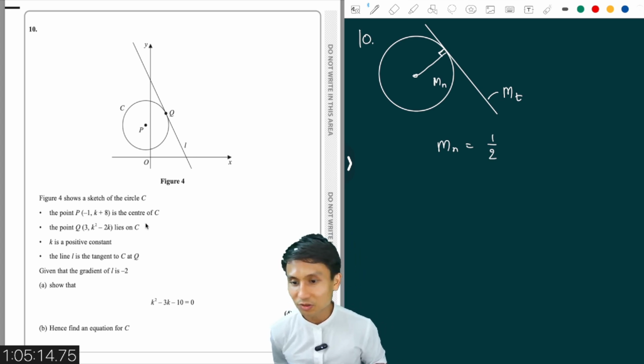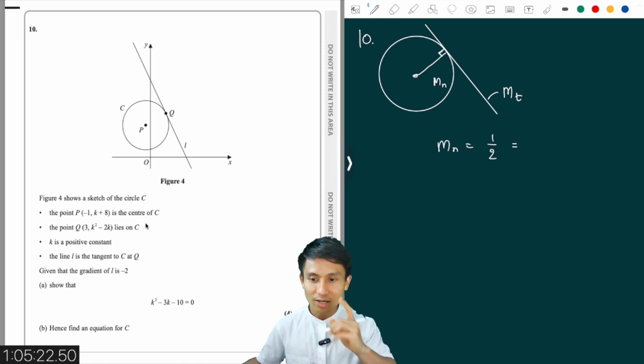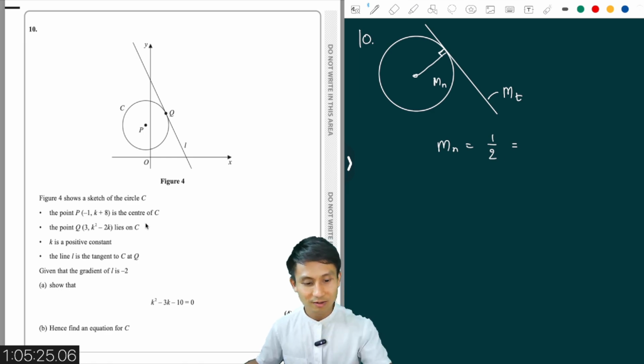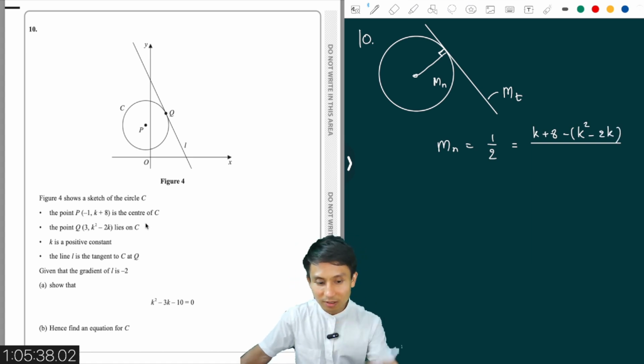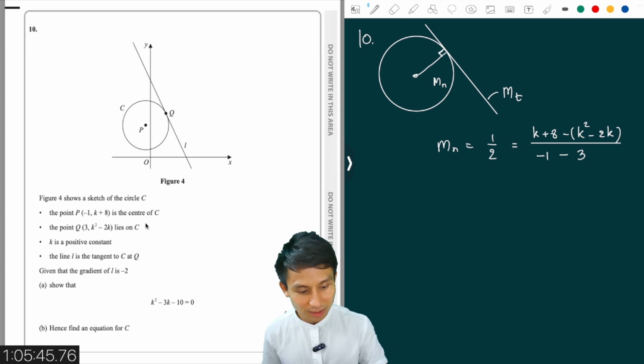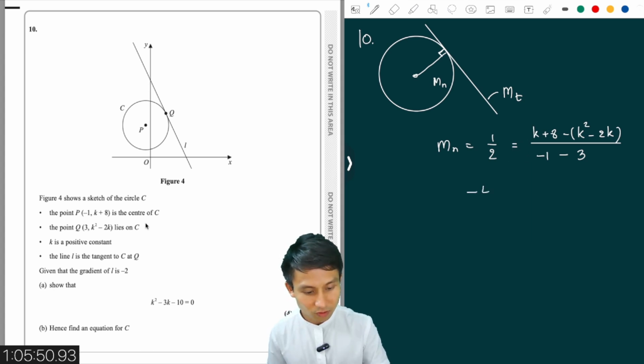This happens to be the gradient that you can find from points P and Q, so we equate that to the gradient from points P and Q. I take the coordinates of P and Q and work out the gradient. Delta y is the y coordinate of P, k plus 8, minus the y coordinate of Q, k squared minus 2k. The x coordinate of P is -1 and the x coordinate of Q is 3. Then you just rearrange. So this is -4, and I prefer to cross multiply there.